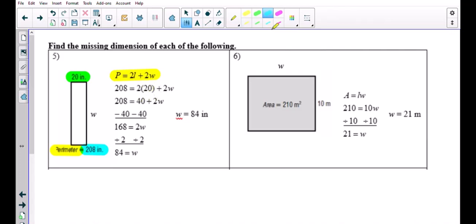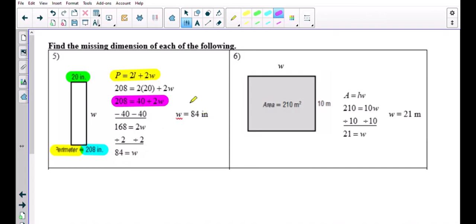And now at this step, which I'm going to highlight in purple, we just have a two-step equation, which we know how to solve. We've been seeing this for the last several units, and we've been reinforcing this as well. So subtract 40 from both sides, divide by 2. We get that our width is 84 inches.